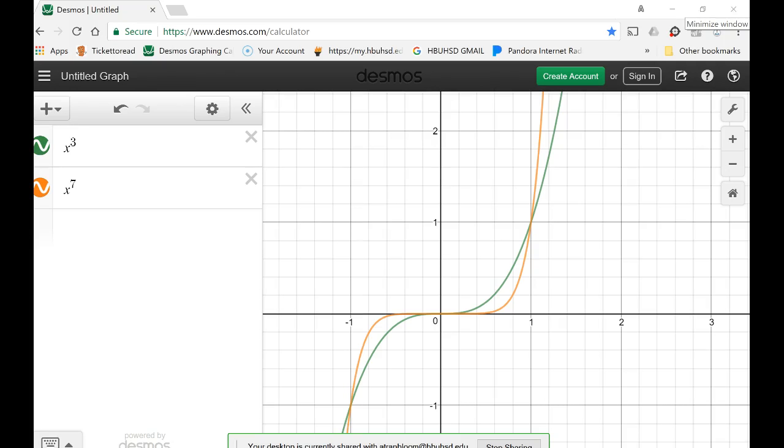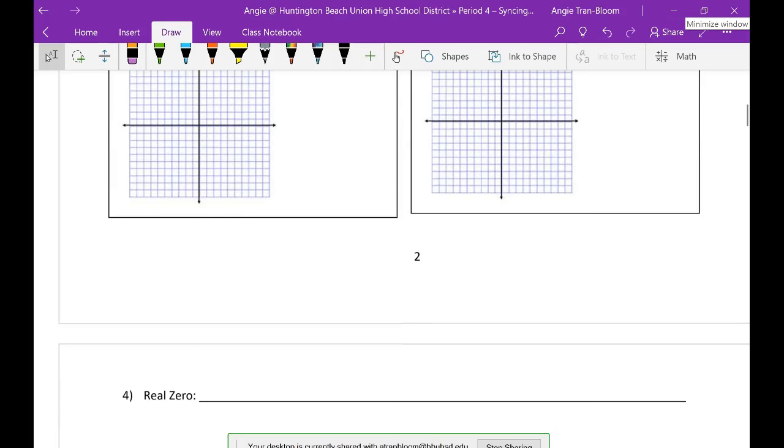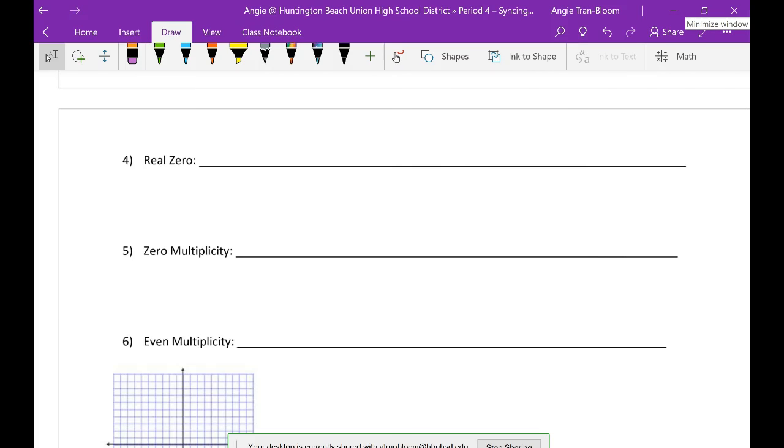Raise your hand if you need more time in sketching that out. I'm not going to rush you. Take your time. And once you're done graphing that out, we have a few more vocab to get through.